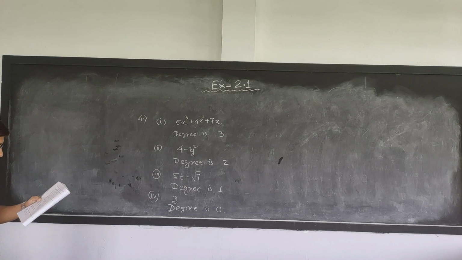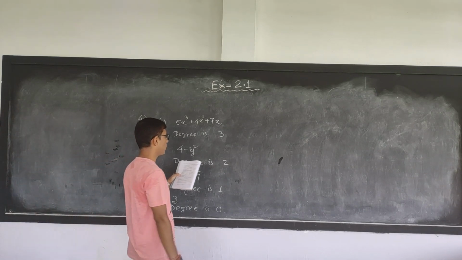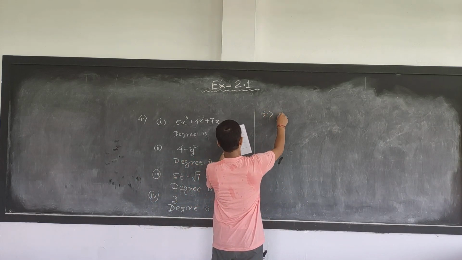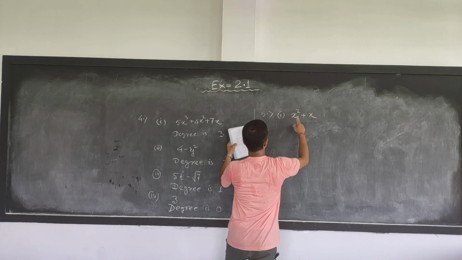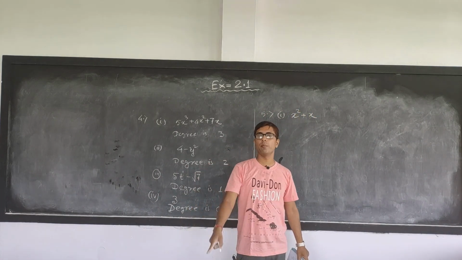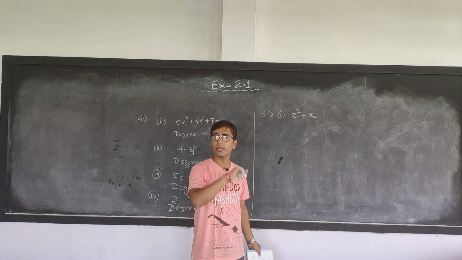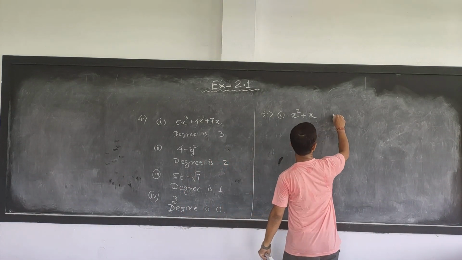Then question number 5, classify the following as linear, quadratic and cubic polynomials. X square plus x. What type of polynomial is this? Linear polynomial or quadratic polynomial? Yes, it is a quadratic polynomial. Why? Because the degree is 2, maximum power is 2. So it's a quadratic polynomial.